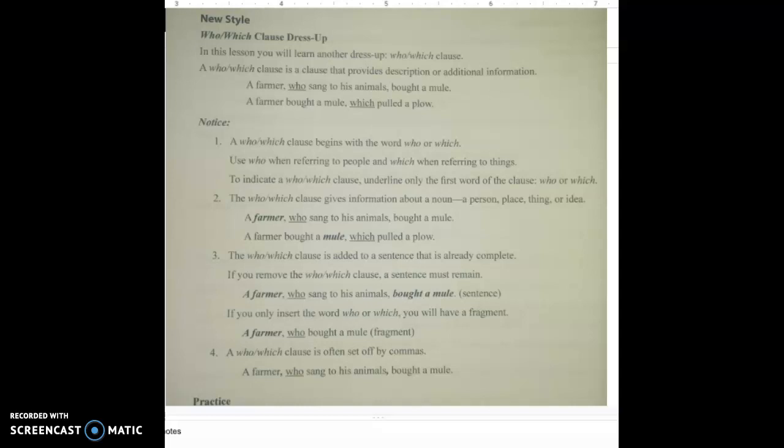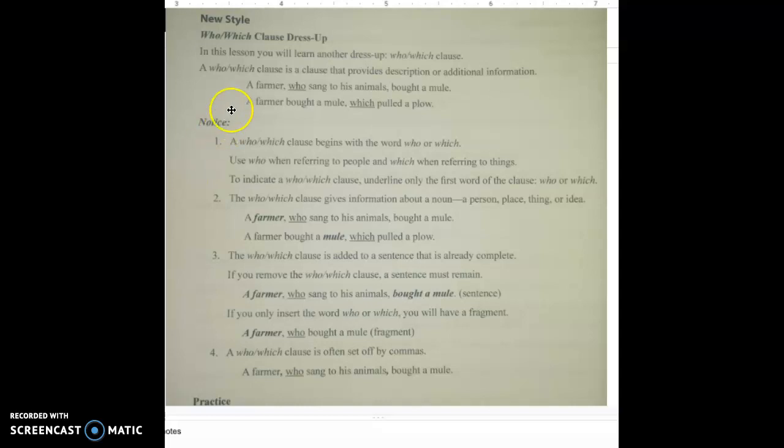So the way that we introduce this is that a who or which clause tells more about the person or the thing in the sentence. And in order to make sure that it's a quote-unquote legal who which, you need to be able to do the who which test. And what that looks like is that you cover up the who or the which clause and the sentence must still make sense.